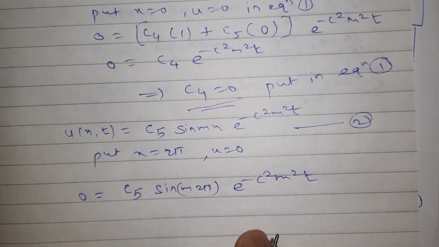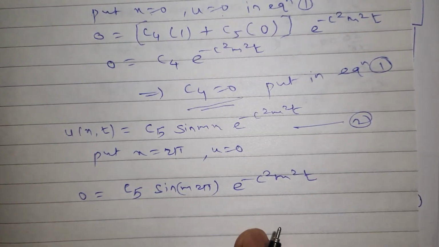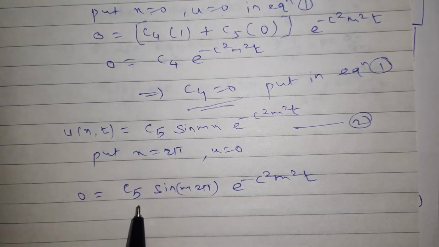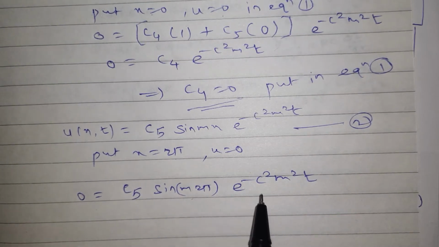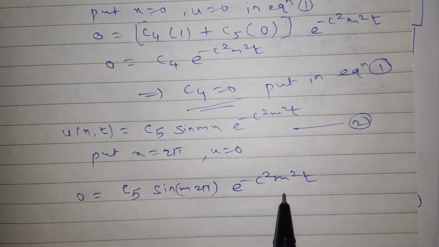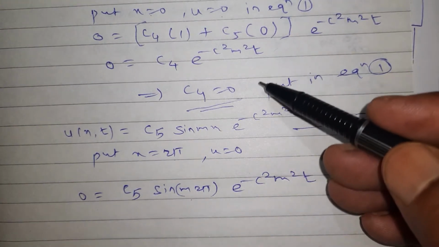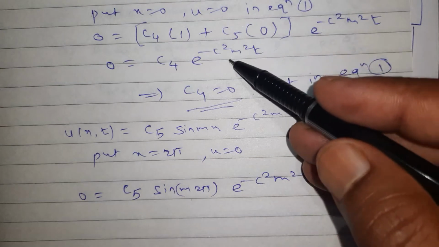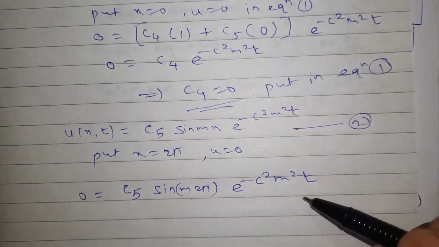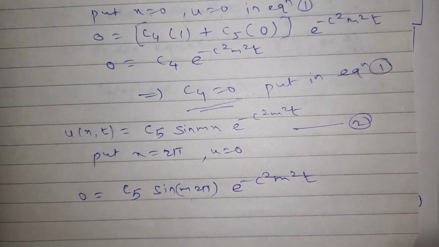Now tell me which one is 0. Because there are three terms: c5, sine m 2 pi, and e raised to minus c square m square t. Just as we saw while taking the value of c4, e raised to minus c square m square t can never be 0, because if it is 0 then the whole answer is 0. So this term is not equal to 0.